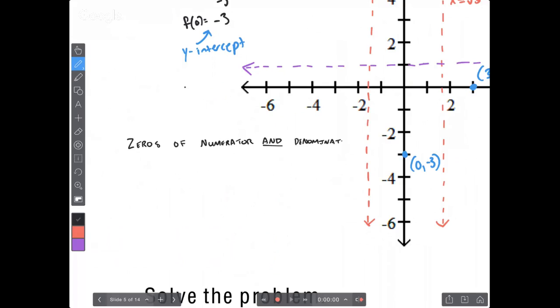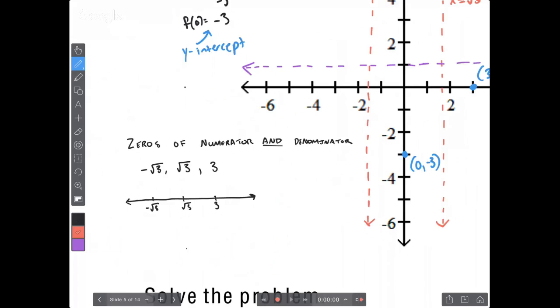Well, we only had 2, which was nice. We had a 0 at negative root 3. We've got one at positive root 3. And we've got a 0 at 3. So I'm going to represent that on a number line. I'm going to say here's negative root 3. Here is positive root 3. And here is 3.